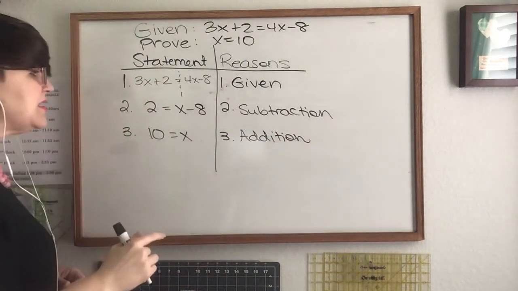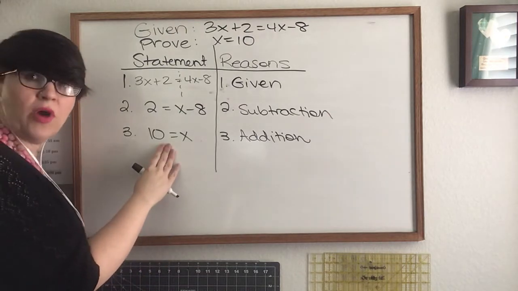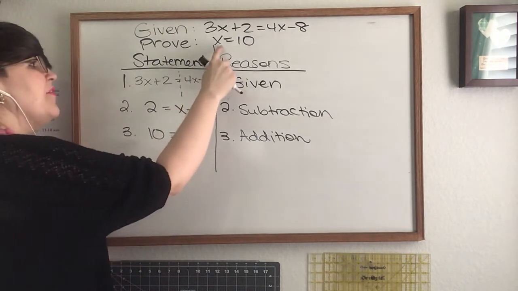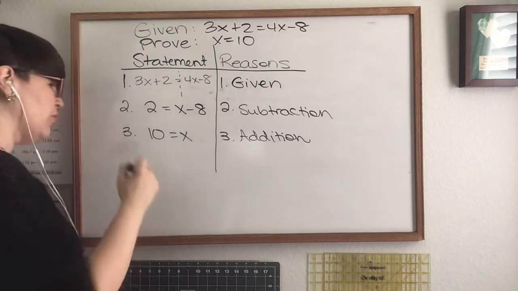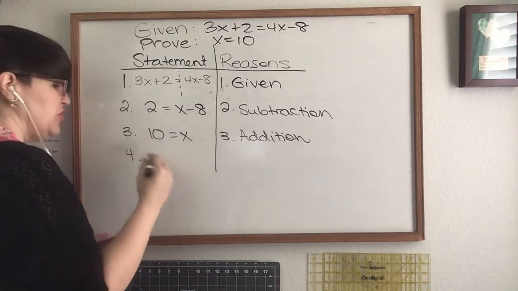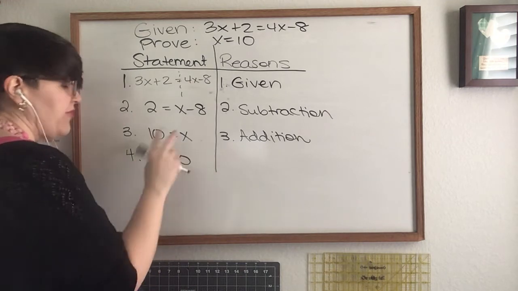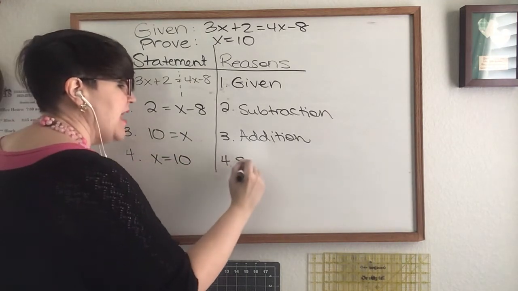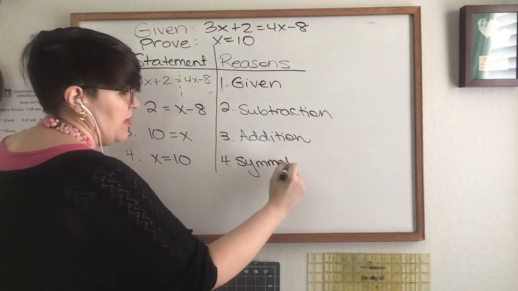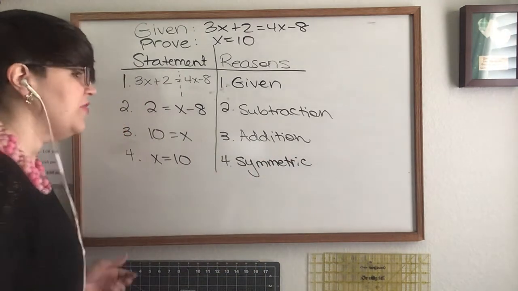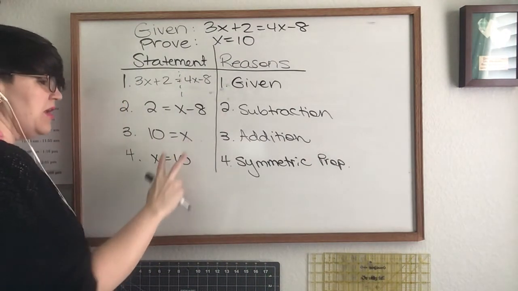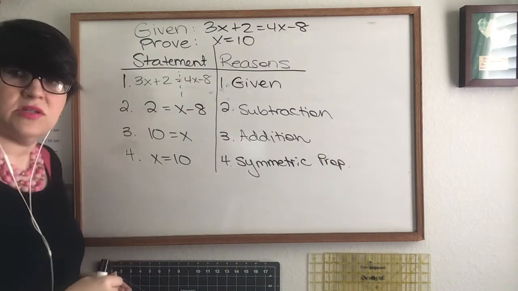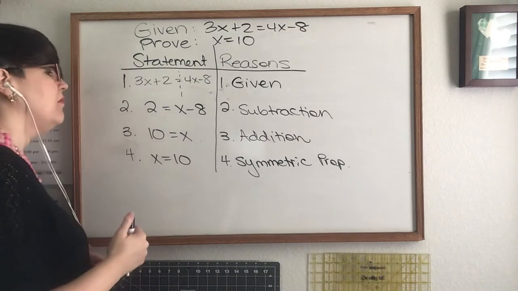And then, interestingly enough, even though we've finished solving the problem, the proof asked us to say it in the format x equals 10. This is the most geometric you're going to see in this particular proof. I want to switch the order that this is in by flipping the x and the 10. That is a property that I talked about in class on Thursday called the symmetric property. The symmetric property says if the right hand and the left hand side are equal, you're allowed to flip them and they maintain their equality.